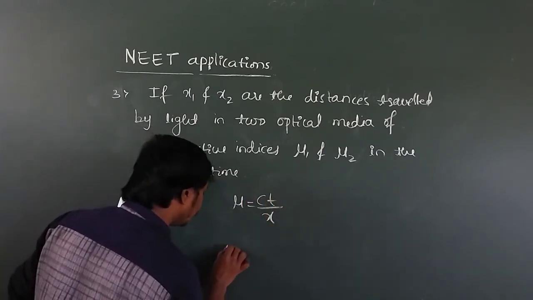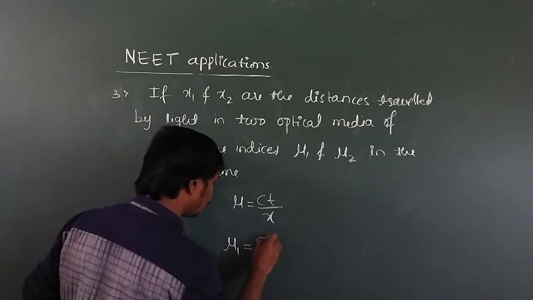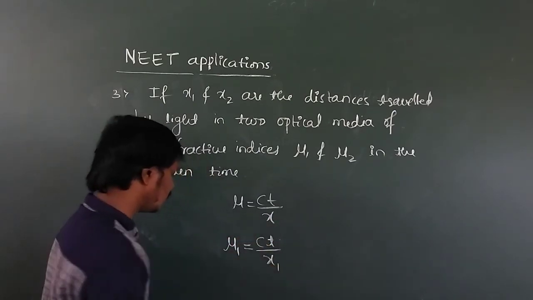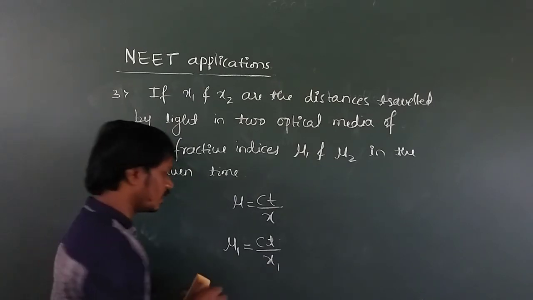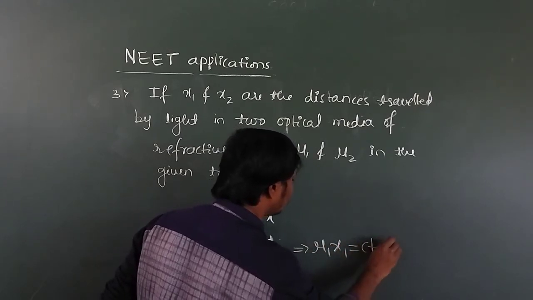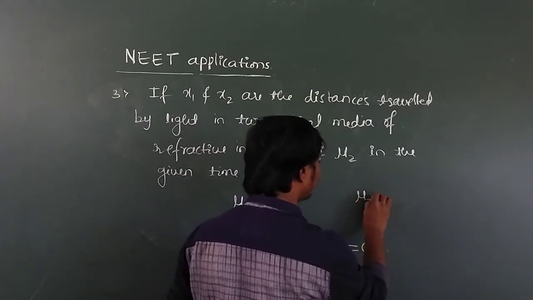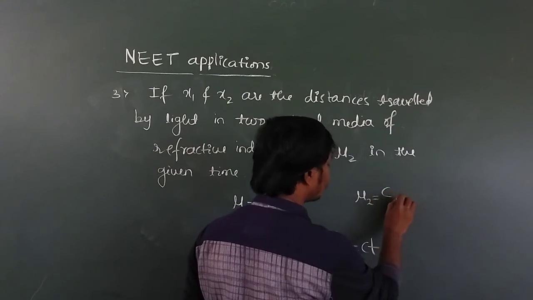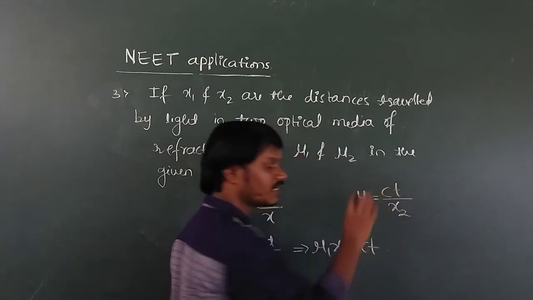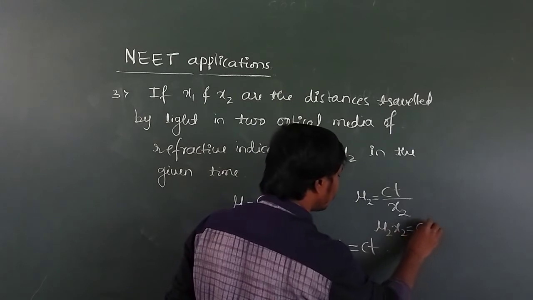Hence we can write the refractive index of the first medium, mu1, is equal to c into t divided by x1, the distance traveled by the light in the first medium. Taking this x1 to the left hand side, that becomes mu1 into x1 is equal to c into t. Next, if the refractive index of the second medium is mu2, the speed of light in vacuum is c and the time taken is t, and the distance traveled by the light in the second medium is x2, then we can write mu2 into x2 is equal to c into t.